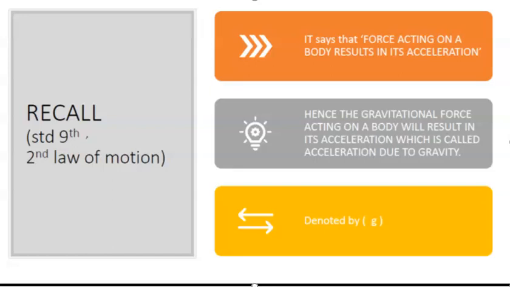So students, you saw in the video that the paper and the stone fell to the ground at the same time. Now we will derive the equation for acceleration due to gravity, small g. According to Newton's second law of motion, force acting on a body results in its acceleration. Hence, the gravitational force acting on a body will result in its acceleration, which is called acceleration due to gravity, denoted by small g.